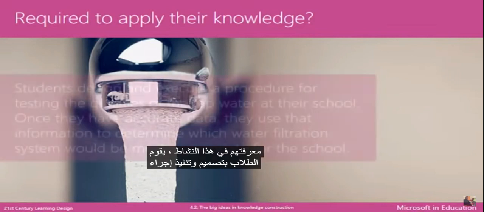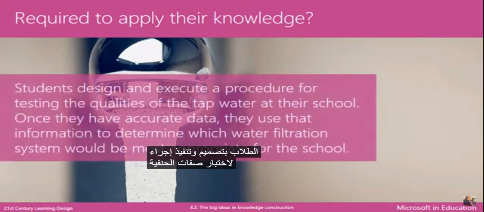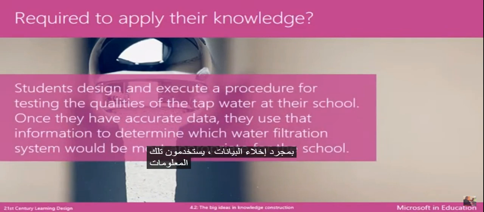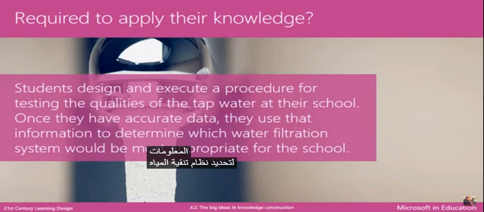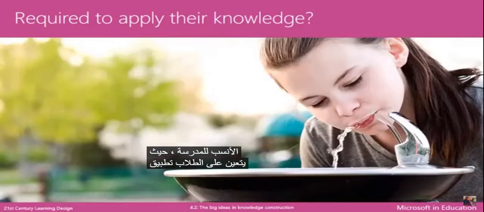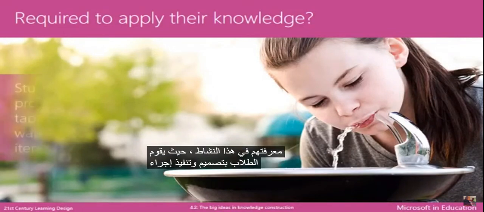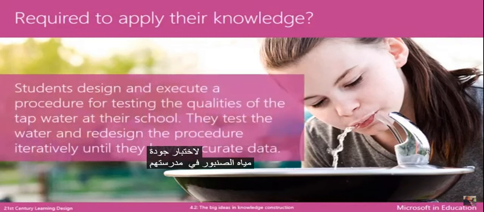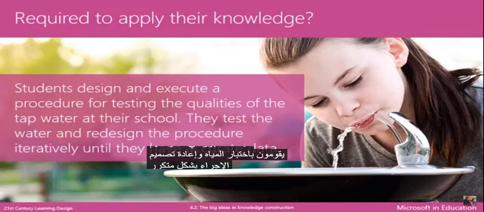Students design and execute a procedure for testing the qualities of the tap water in their school. Once they have accurate data, they use that information to determine which water filtration system would be most appropriate for the school. Are students required to apply their knowledge in this activity? Students design and execute a procedure for testing the qualities of the tap water at their school. They test the water and redesign the procedure iteratively until they have accurate data.